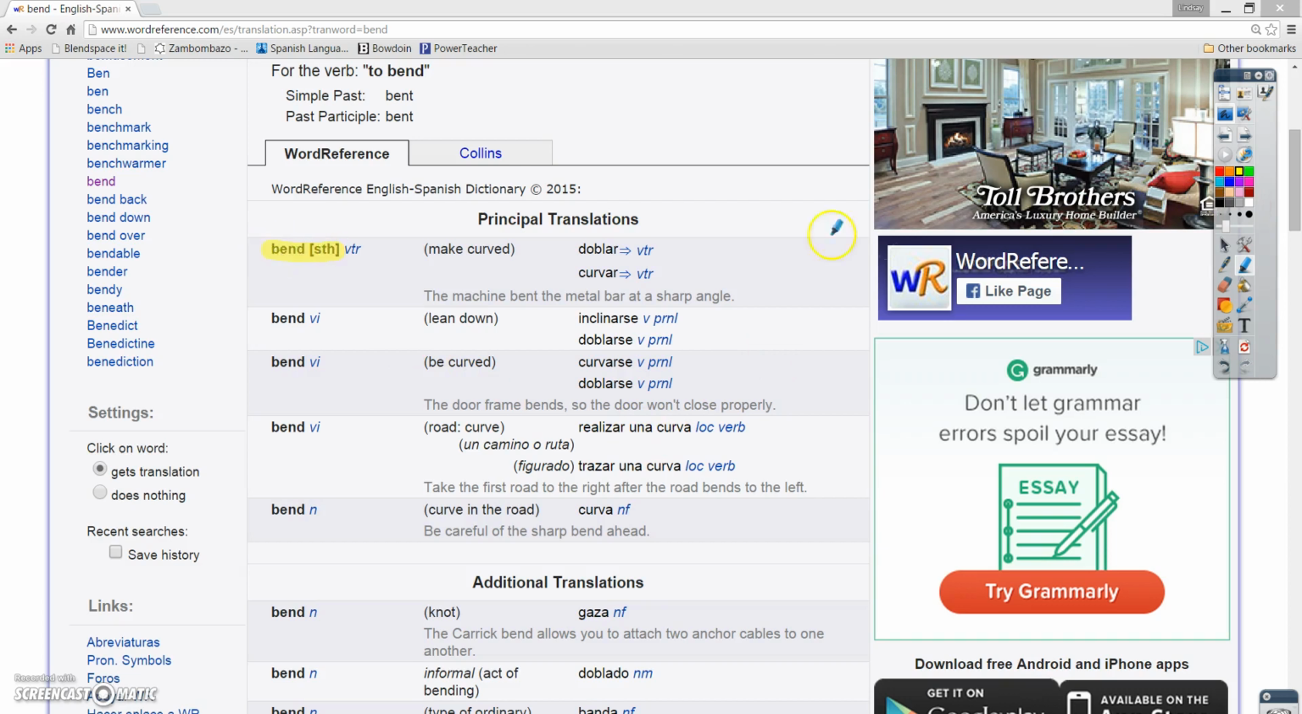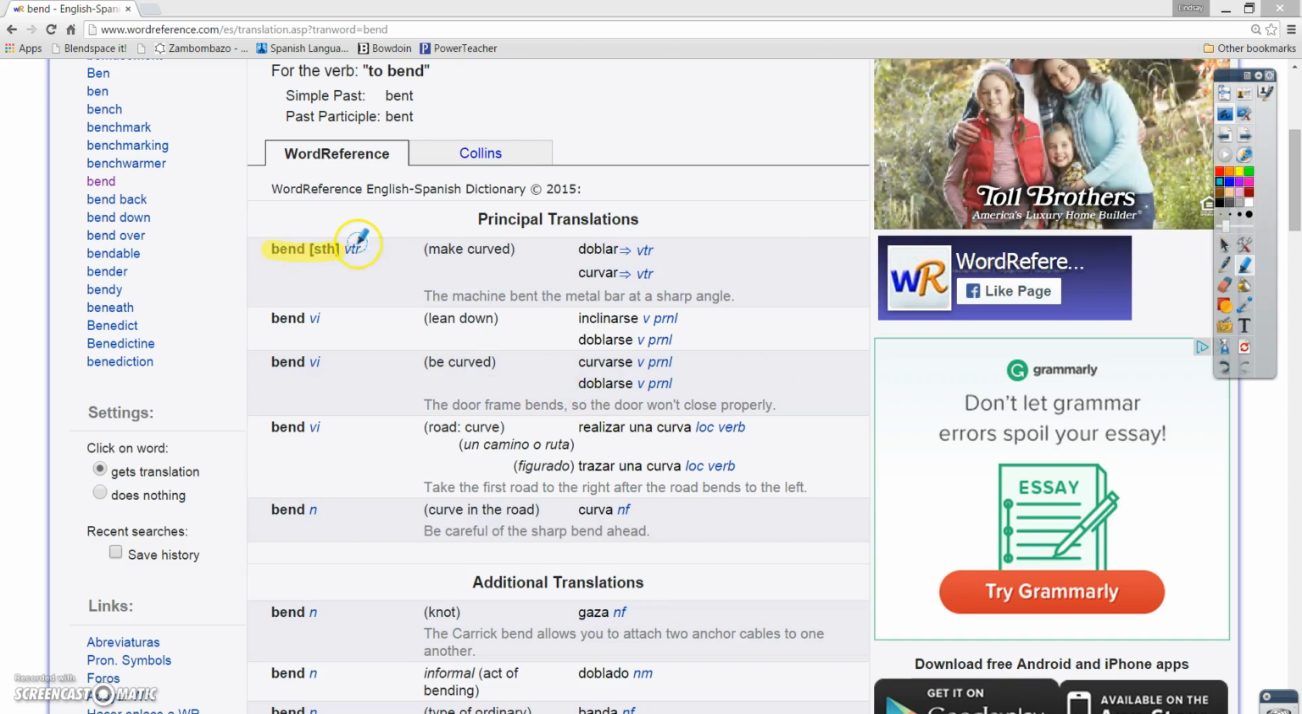Here is the word. VT tells you that it's a verb. VI tells you that it's an intransitive verb. This is a transitive verb. This is an intransitive verb. Basically, you just need to know that they're verbs. N tells you that it's a noun. If bend could be an adjective, you might see ADJ, or ADV if it's an adverb.